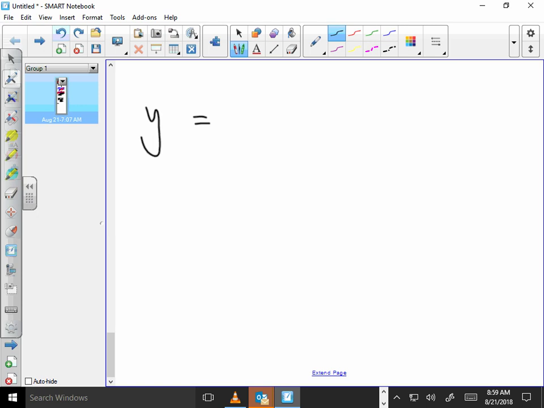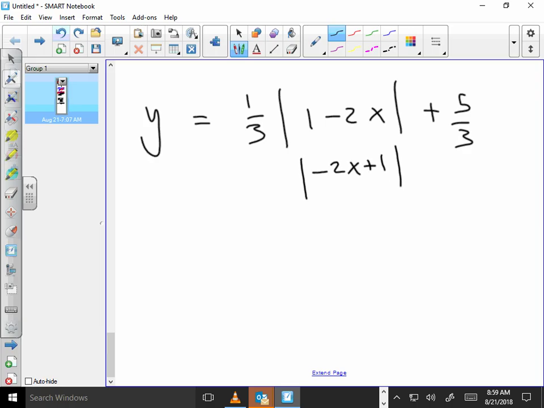Y equals 1/3 absolute value of 1 minus 2x plus 5/3. And remember this inside part, as we talked about before when we were doing domain, this is the same as minus 2x plus 1. You should be able to use the commutative property, if this is confusing you, to rewrite it so it looks like that.